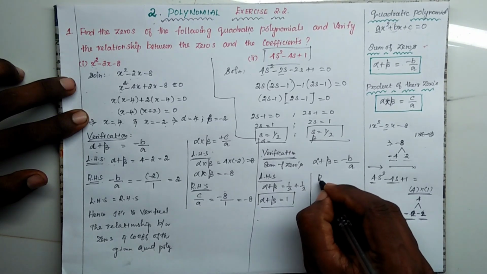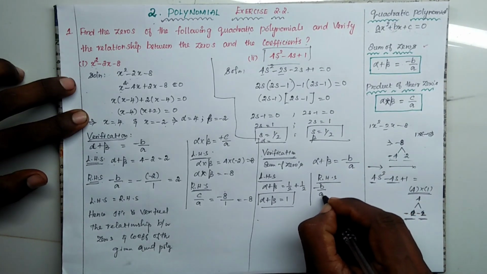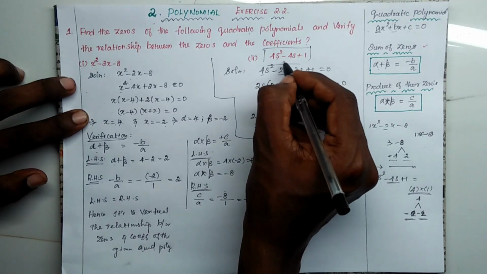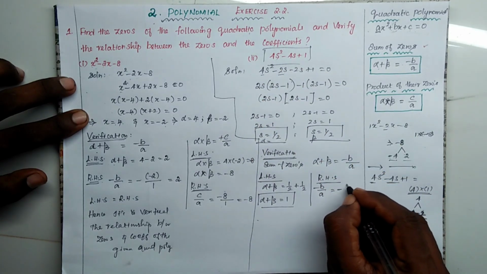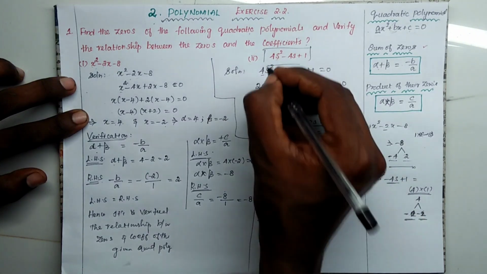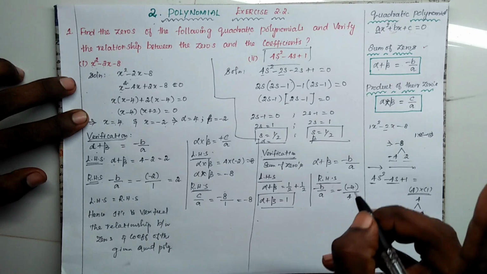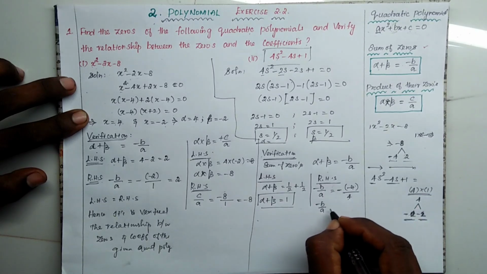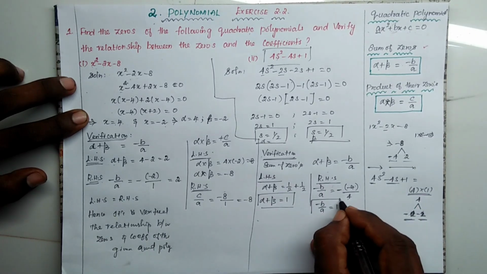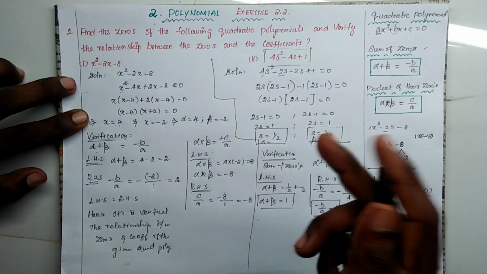Now go for the RHS. RHS is minus b divided by a. In this equation b is minus 4, so minus into this is minus of minus 4, divided by a, which is 4. Minus into minus will become plus, and 4 divided by 4 is 1. So minus b by a is equal to 1. From this, LHS is equal to RHS, hence the sum of zeros is verified.